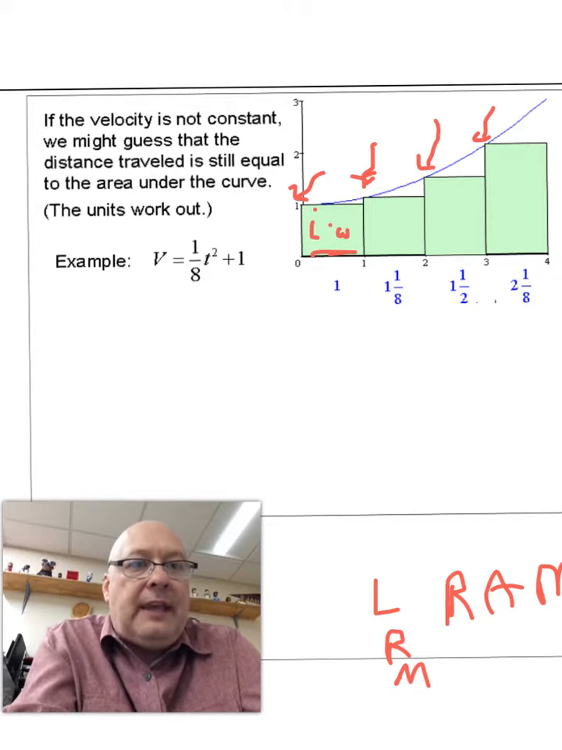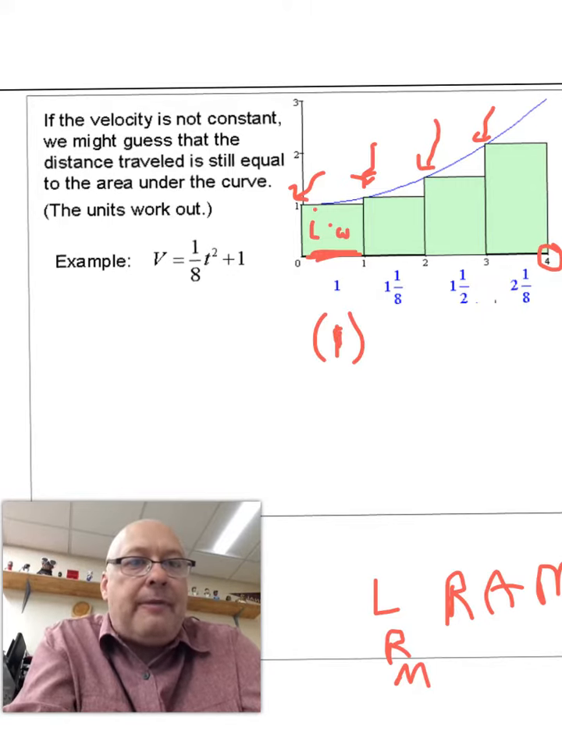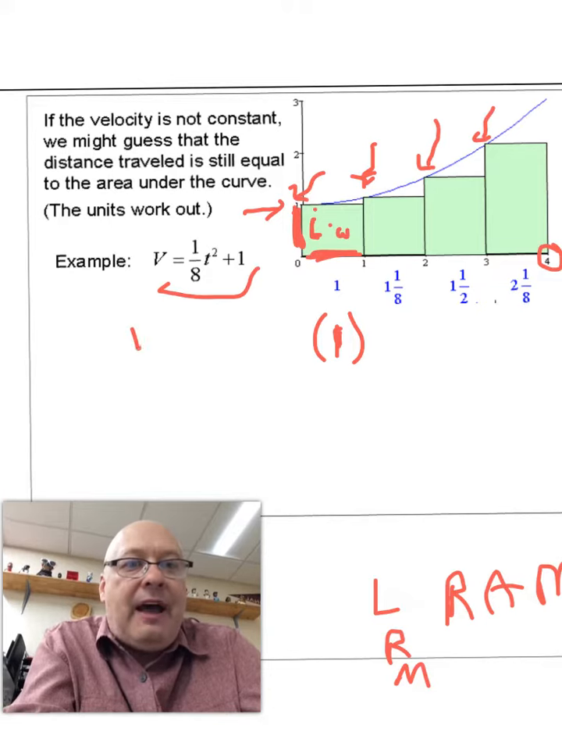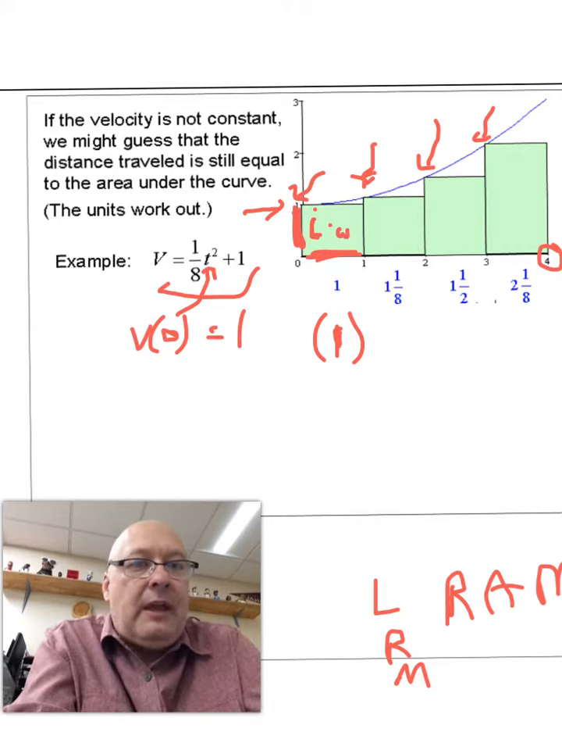So the width in this case, because there are 4 rectangles and it goes to 4, is really nice. The width is just going to be 1. But how do I get that length, or the height, if you want to call it that? In this case, it looks like it goes right up to 1, but mathematically, how do I get that? I find V of 0. So I substitute a 0 in there. 0 squared is 0. 0 times 1/8 is 0. 0 plus 1 is 1. It equals 1. So then this is going to be 1 times 1.